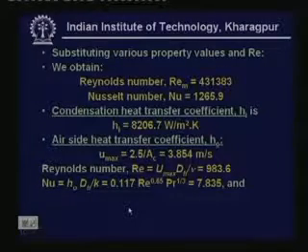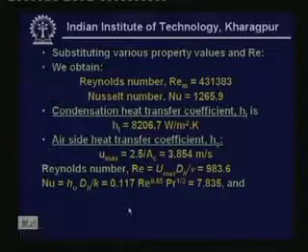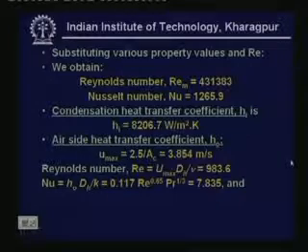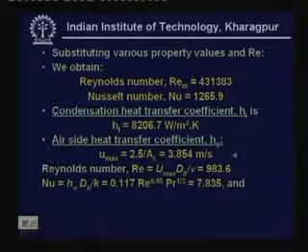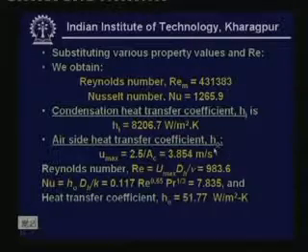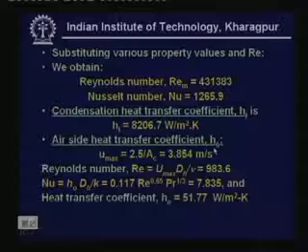Then, as I said, we use the general correlation suggested by Kays and London, which is given as Nusselt number, h naught dH by k, equal to 0.117 Reynolds number to the power of 0.65, Prandtl number to the power of 1 by 3. We know Reynolds number and Prandtl number, so we can substitute. We find that the Nusselt number is 7.835, and heat transfer coefficient h naught is equal to 51.77 watt per meter square Kelvin.